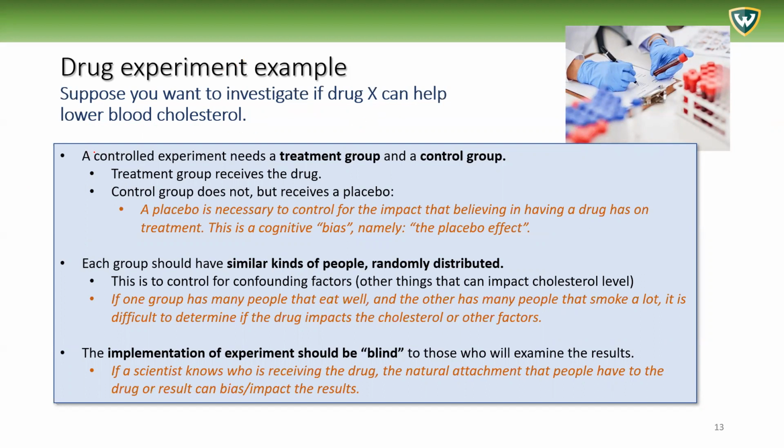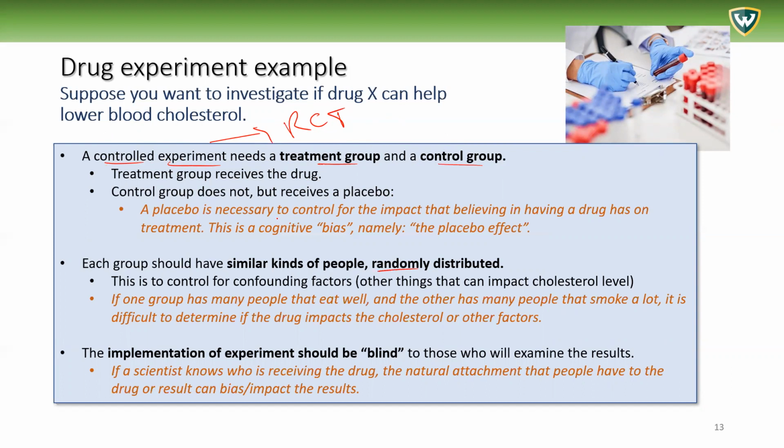So usually we're going to do a controlled experiment. Probably some of the best ones are called, you may have heard about this nowadays, randomized controlled trial. Randomized controlled trial is just another word for experiment. And what's going to happen is we have a treatment group and a control group. The treatment group receives the drug. The control group does not, but it needs to receive a placebo.